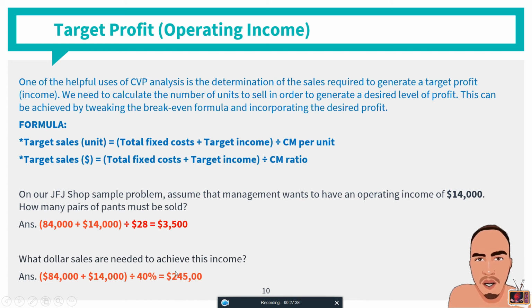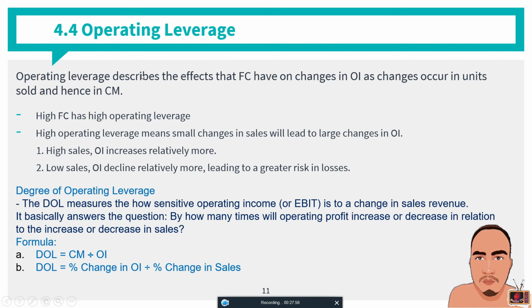On that $245,000 less the cost, we would get $14,000 income. So that's how we set a target profit or operating income. Next, we go to the operating leverage.